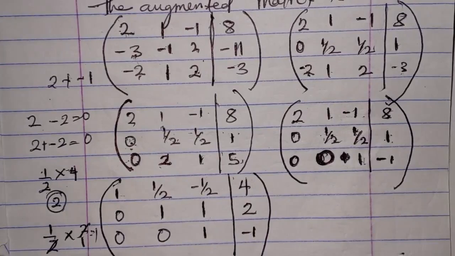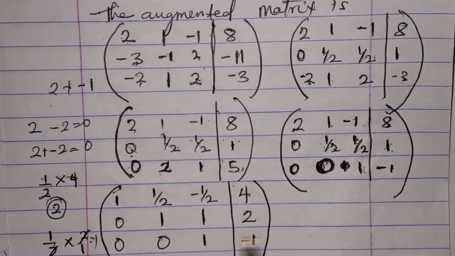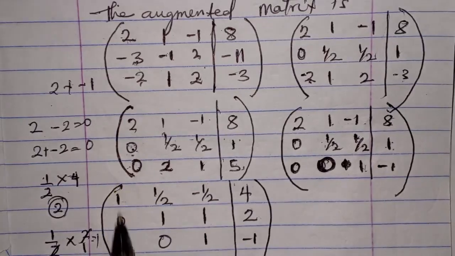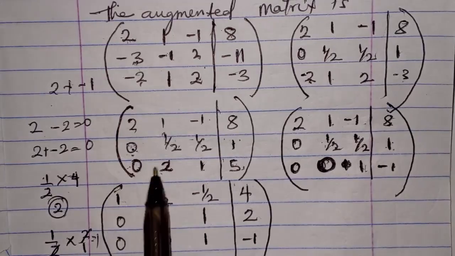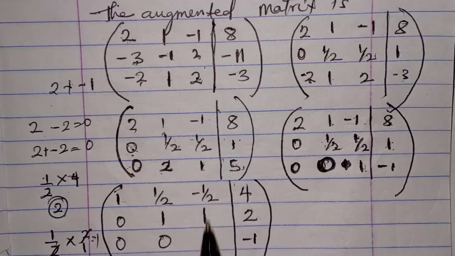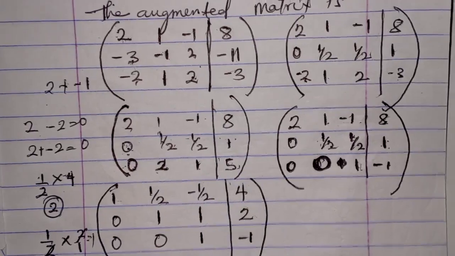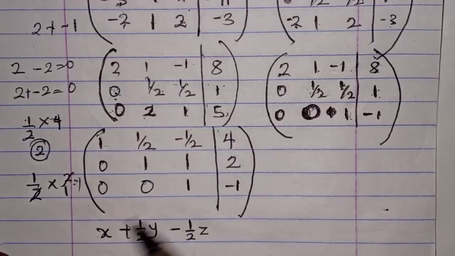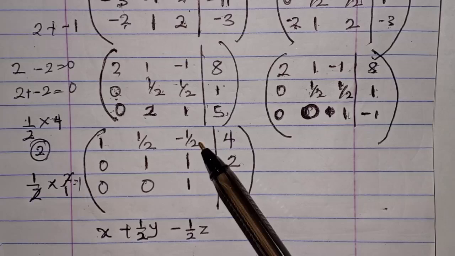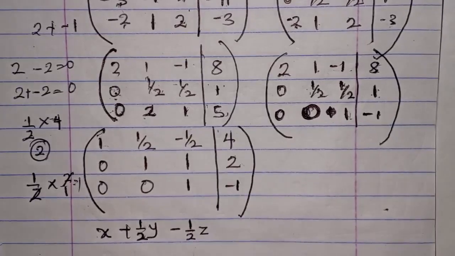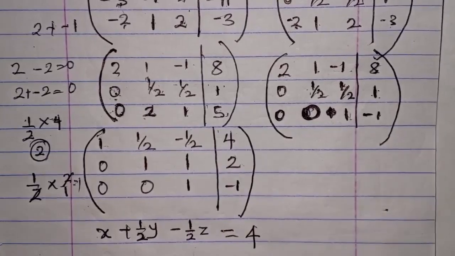So I can easily determine x, y, and z. So I'm going to write this augmented matrix, this matrix now, in the form of a system of equations. Look at it. These numbers on this column are coefficient of x. These ones are coefficient of y. These ones are coefficient of z. While these are the right hand side of the equations. The coefficient of x here is 1, so we have 1. Of y is 1 over 2. We have 1 over 2, which is positive. Of z, it is minus 1 over 2, and that's what we have here. And this is equal to 4.